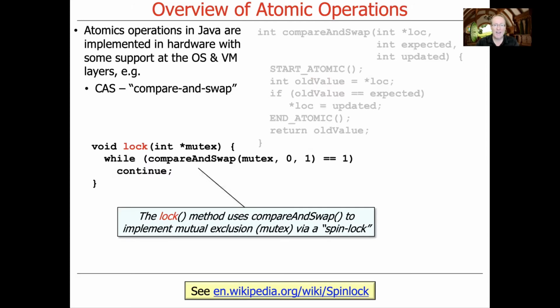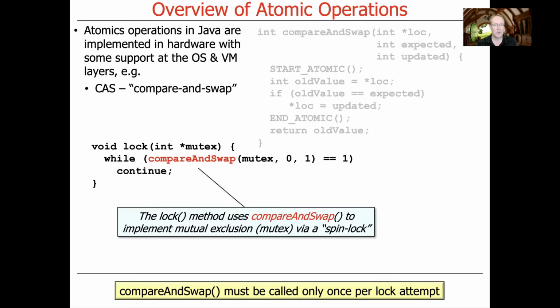Now, once you have those semantics, then you can implement a bunch of other higher level things. Again, here's the lock mechanism that we talked about before. So let's imagine we have a lock method, or a lock function in this case, that takes in a pointer to some location in memory.